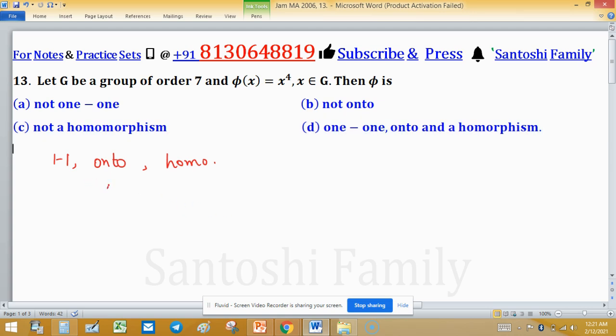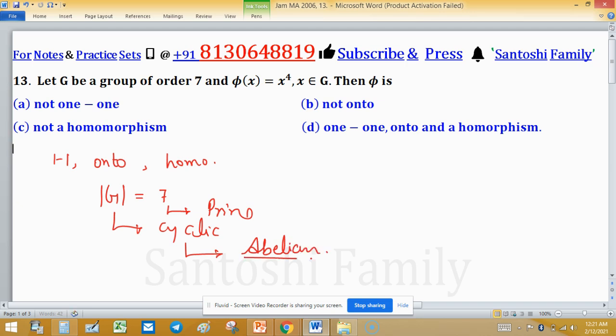The given condition is that G is a group and the order of G is 7, and 7 is a prime number, and we know that a group of prime order is always cyclic. This is a theorem: cyclic, and every cyclic group is abelian. Indirectly, the property of a commutative group is given. We need to check 1-1, onto and homomorphism.